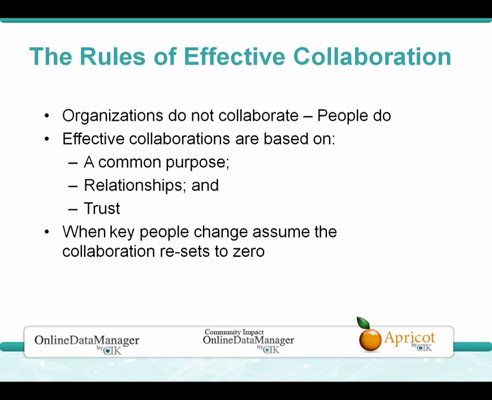So the other thing about collaboration is that organizations do not collaborate, people do. Effective collaborations are based on a common purpose and relationships and trust. So you can have a great collaboration between two agencies, and then one of the key people changes, the executive director or key program person. All of a sudden the collaboration goes to zero.